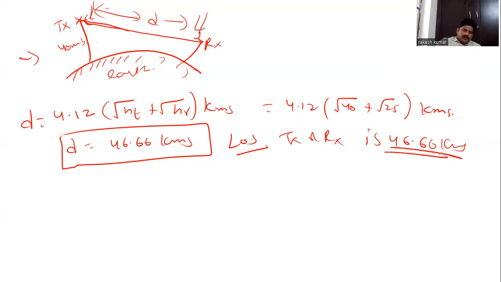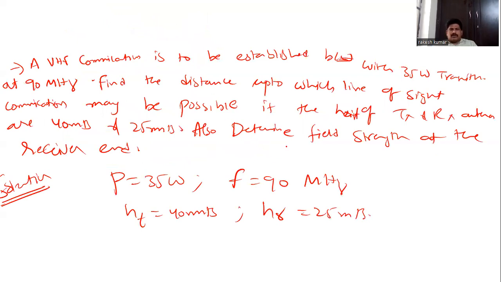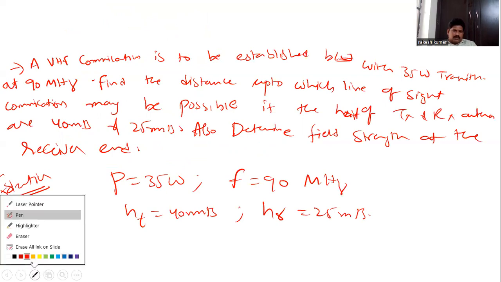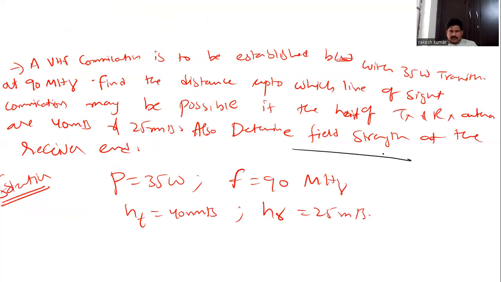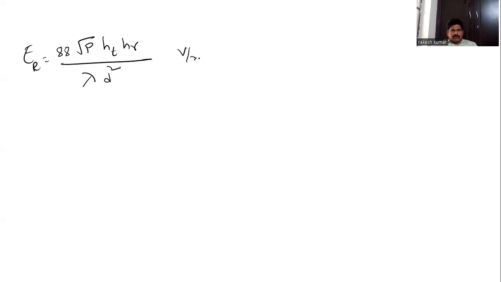46.66 kilometers. Okay, so what is the other thing they have asked in this problem? They have asked to determine the field strength at the receiver. Already you have read a formula for field strength. The field strength at the receiver end is equal to 88 into root P into HD into HR by lambda d square volt per meter. This is the formula we have already derived for electric field strength.